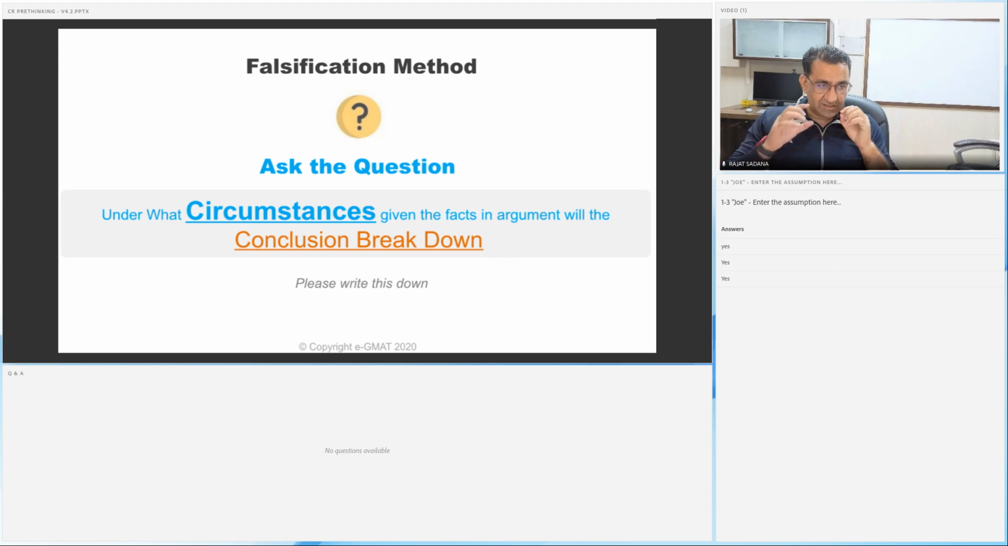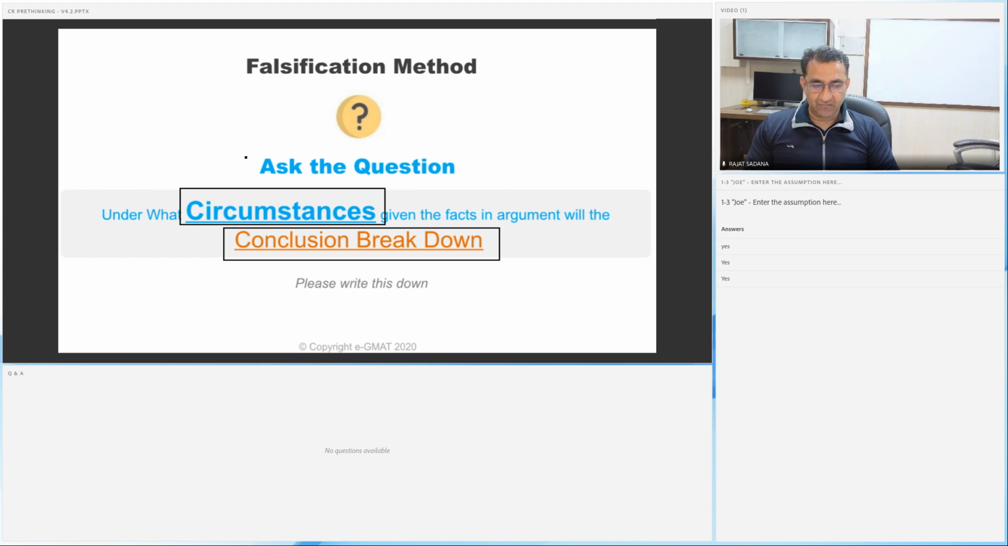This is the single falsification question that you need to understand. This is the same question you're going to ask in every argument: under what circumstances, given the facts of the argument, will my conclusion break down? Every argument is going to remain the same. The only thing is we're going to fill in the blanks. We're going to replace circumstances with facts in the argument, and replace conclusion breakdown criteria based on what the conclusion says in every argument. So write it down, because you're going to reuse this again and again.